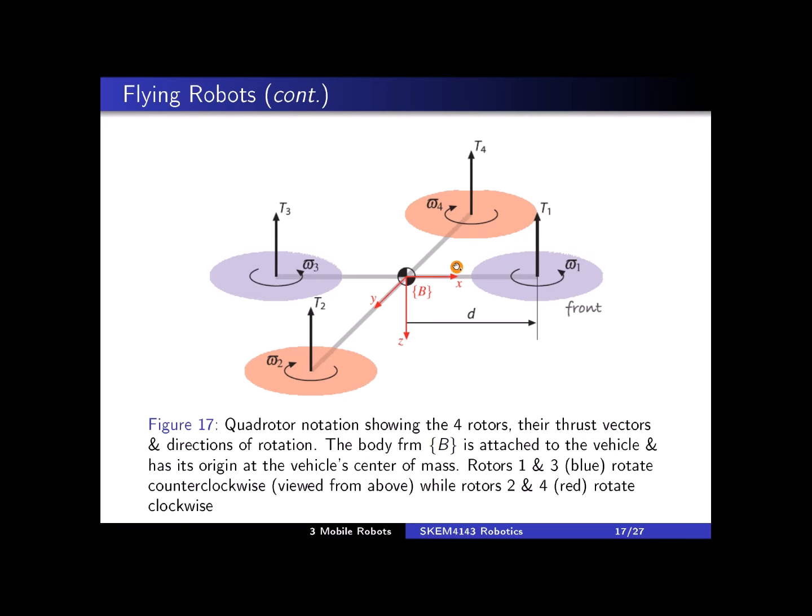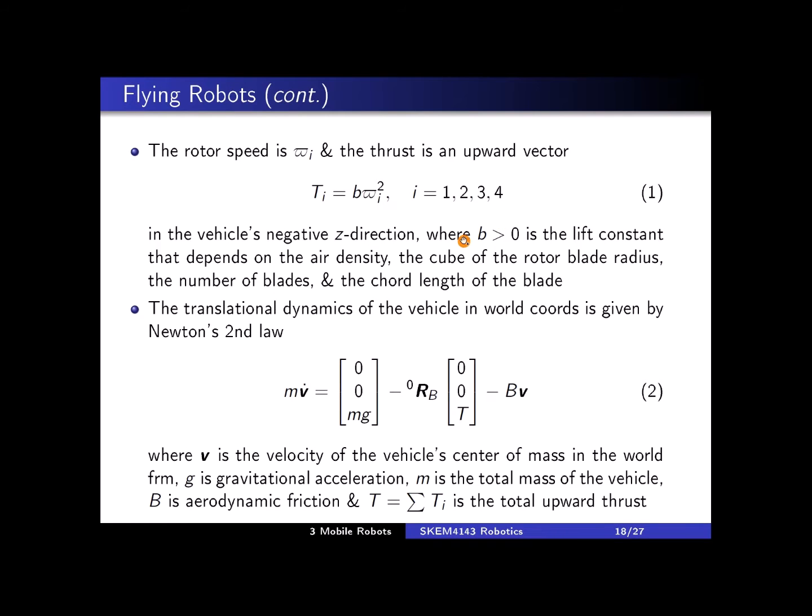And T1, as you can see, points in the negative Z direction because it's upwards. Here b is always positive. It's a lift constant that depends on the air density, the cube of the rotor blade radius, the number of blades, and the chord length of the blade. So for example, if you have a quadrotor with a specific dimension or specification of the propeller, b will be different. So it really depends on the type of propeller that we use.